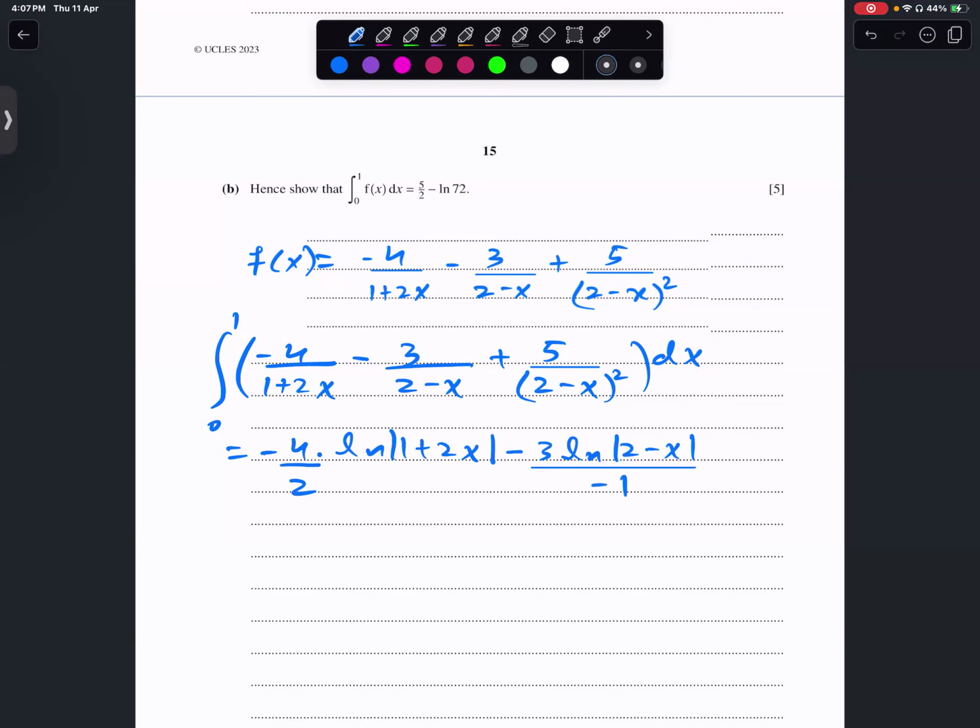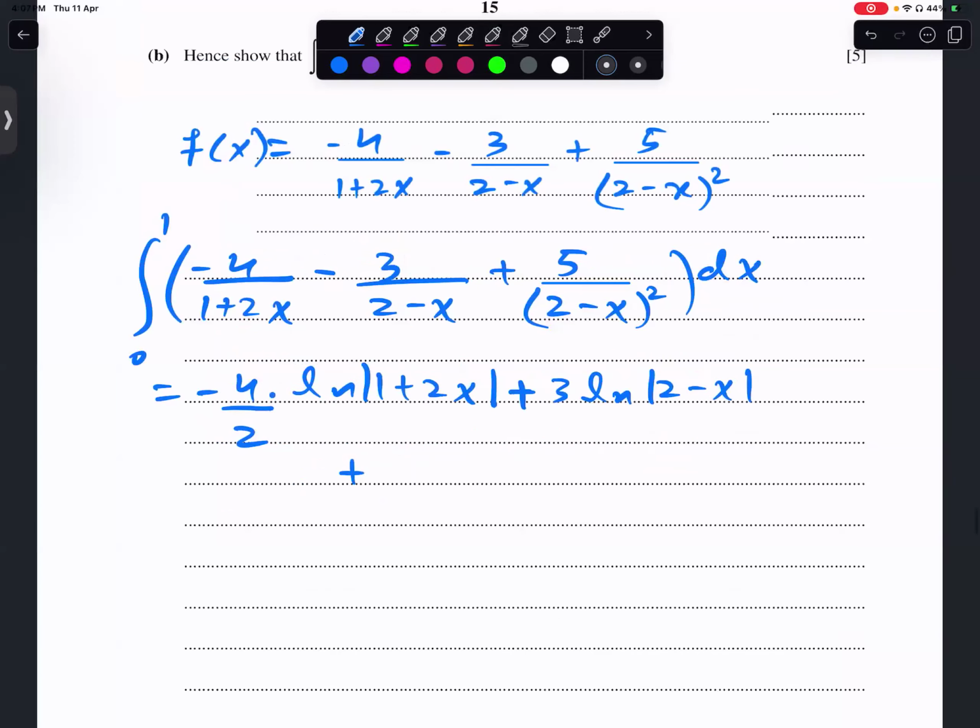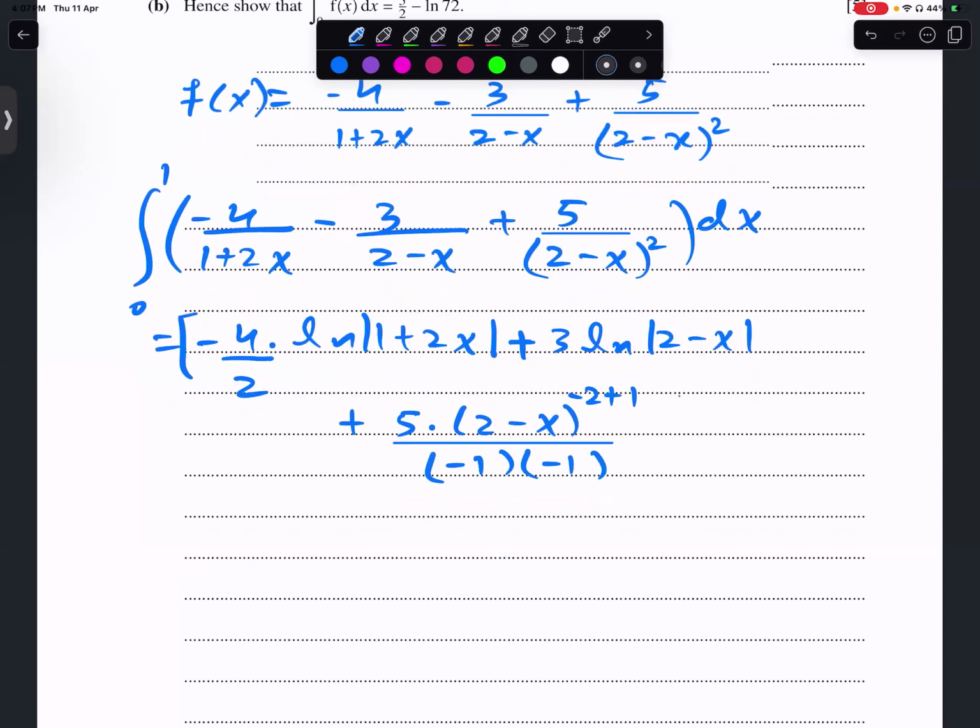So instead of writing minus 1 in the denominator, let's make this previous minus as plus, and then plus 5 times, apply the power rule on 2 minus x power minus 2. So that will be minus 2 plus 1 divided by minus 2 plus 1, that is minus 1, and the derivative of 2 minus x, which will be minus 1. Okay. Now you will apply the limits, which is 0 to 1.